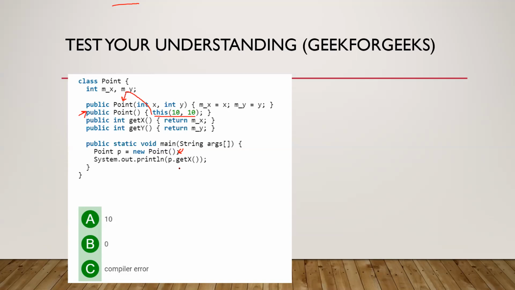So this is an example of how a constructor can call another constructor, and this phenomenon is called constructor chaining. It is not necessary that constructor chaining will be in a single class. It can be across multiple classes.